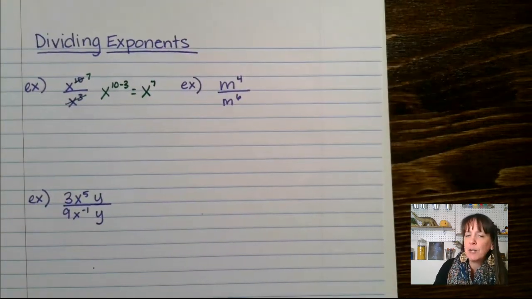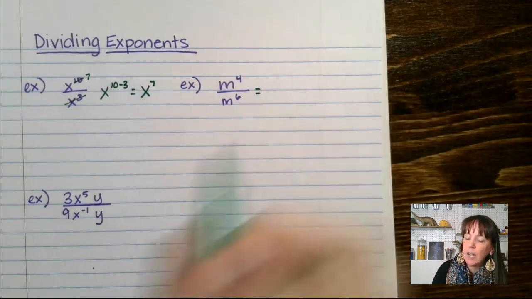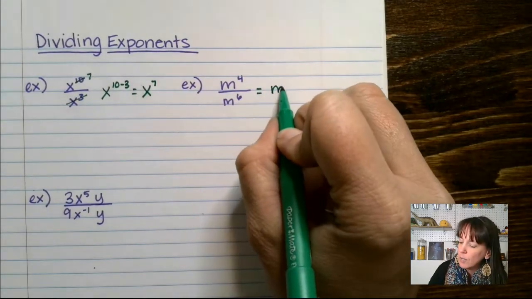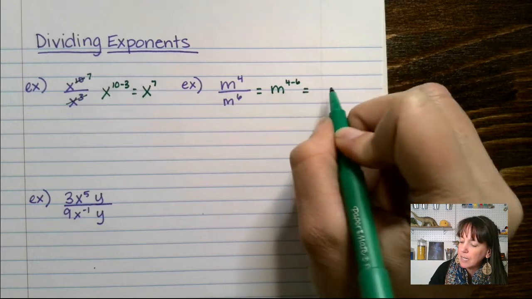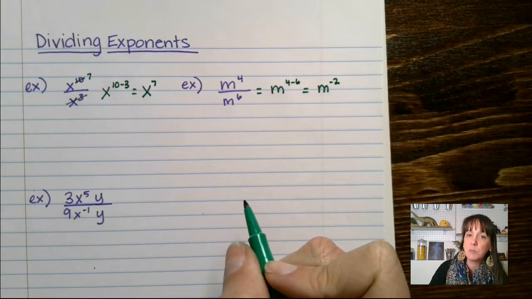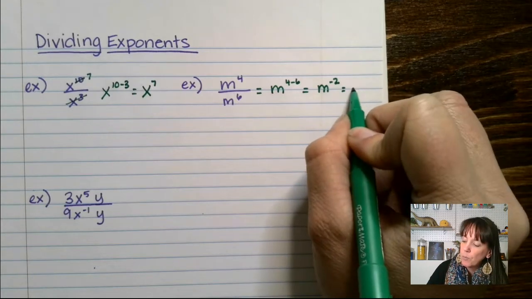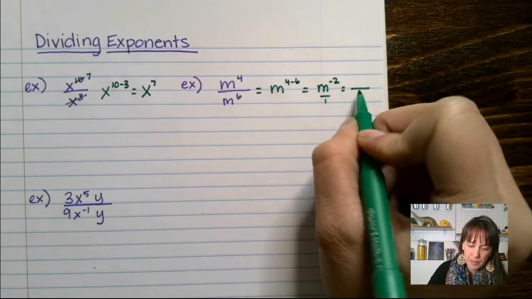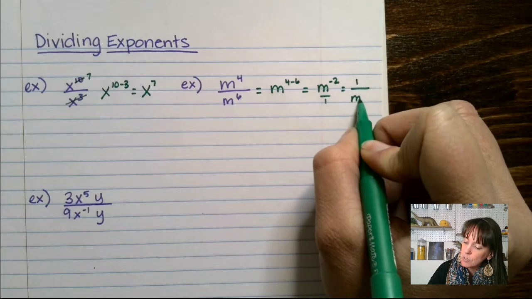You have to be careful about this because when I often see students do this, they say, okay, well, 4 minus 6, that's going to give me m to the negative 2. But remember, you can't have a negative exponent in your answer. So what we're going to do, it's currently upstairs. We're going to put that downstairs, so m squared.